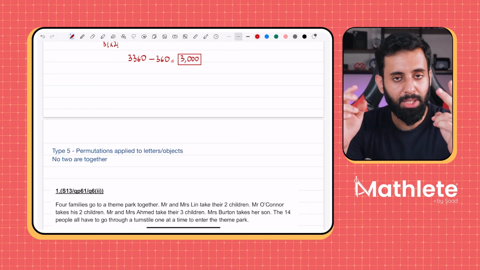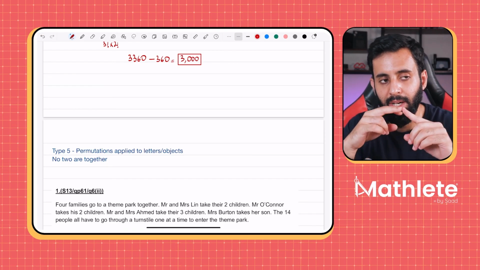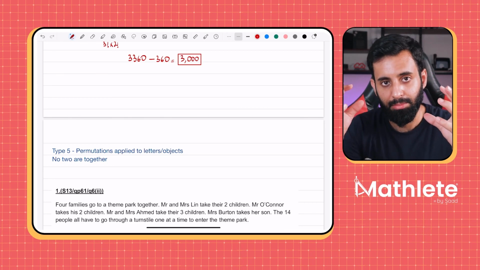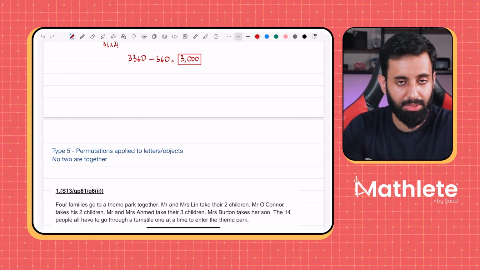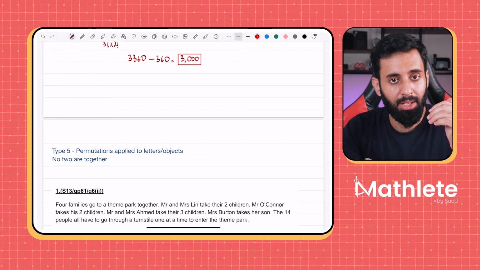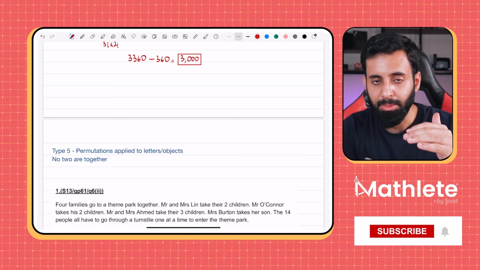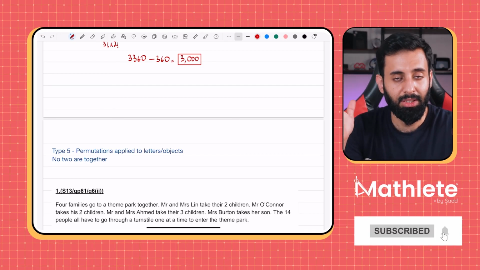So we're only left with 2 types now. Type 6 is where you have to arrange in different rows and columns. And type 7 is where you have permutations applied to numbers. Okay, so that's a separate category altogether. I'm going to do that in the next video, inshallah. But I hope whatever we've done as far as permutation is concerned is clear to you guys now.